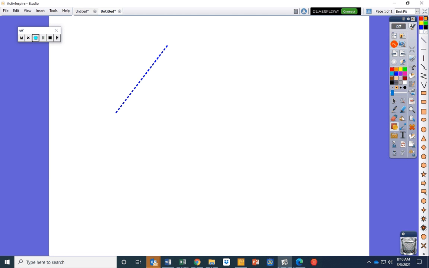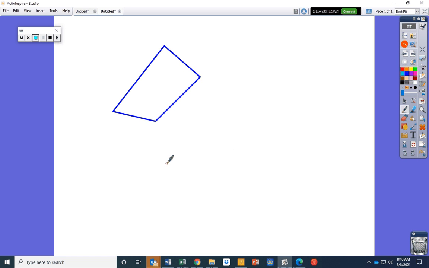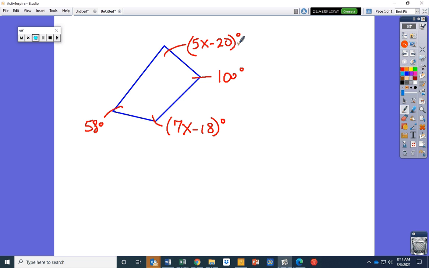If I have a quadrilateral that looks like, I don't want to use the dot. Let's say I have one that looks like this. Okay, and let's say this is 100 degrees. That one's easy. Let's say this one is 58 degrees. But this one is 7x minus 18 degrees. And this is 5x minus 20 degrees. Lots of stuff here, but do you think we're able to solve for x?